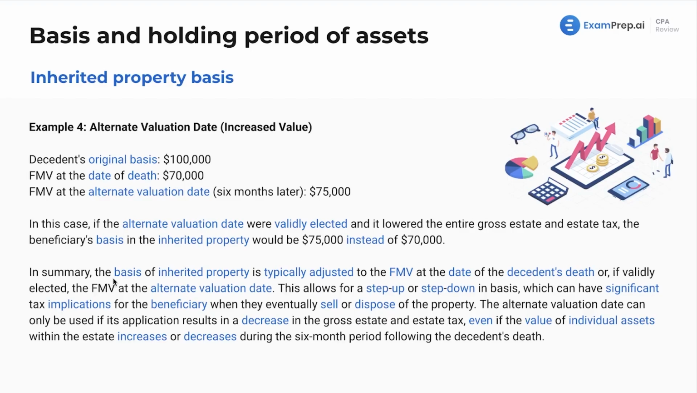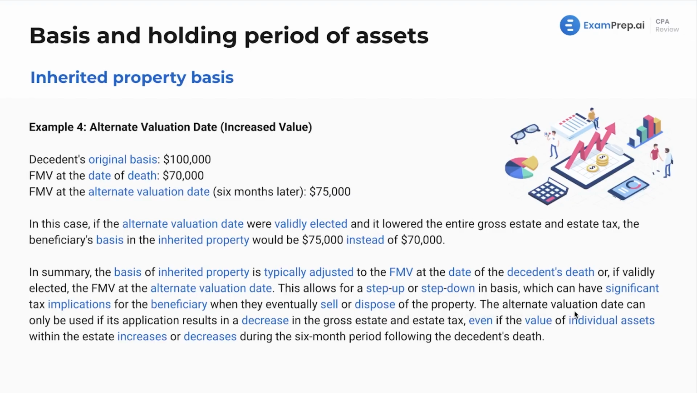Now, in summary here, the basis of inherited property is typically adjusted to the fair market value at the date of the decedent's death, or if validly elected, remembering that, the fair market value at the alternate valuation date. Now, this allows for a step up or step down in basis, which can have significant tax implications for the beneficiary when they eventually sell or dispose of the property. Again, that's the whole point of basis, is to establish what it is. Again, when we sell the asset, eventually it's selling price minus basis. That's how you determine the taxable gain or loss.